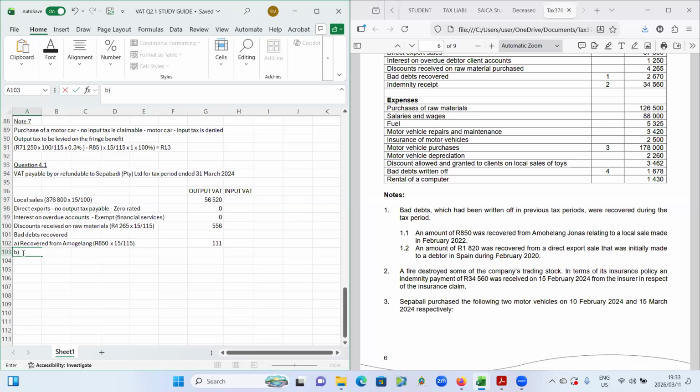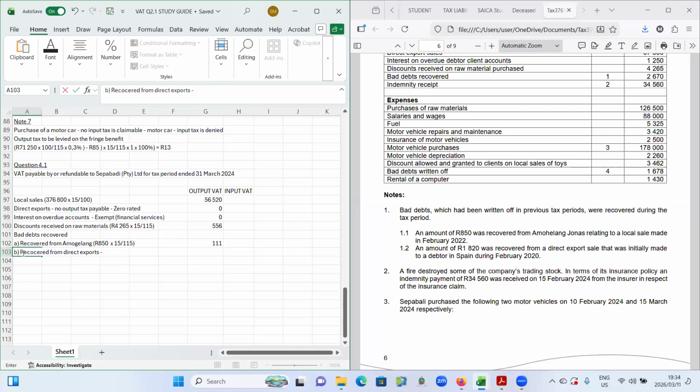So let's look at bad debts recovered from direct exports. What are the implications on bad debts recovered from direct exports? Yes, because we didn't pay any tax. Thanks so much. Yes, you are very right.